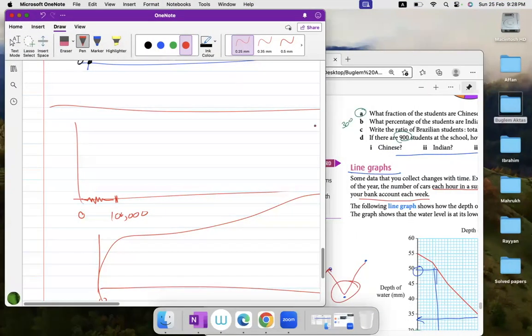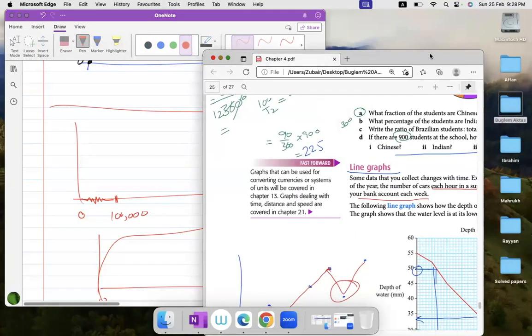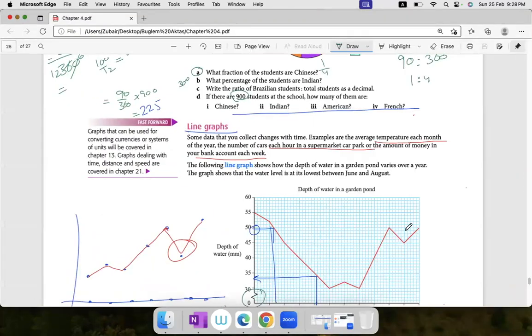I'll share a few questions and I'll try to cover one question for each: line graph, pie chart, bar chart, and so on.